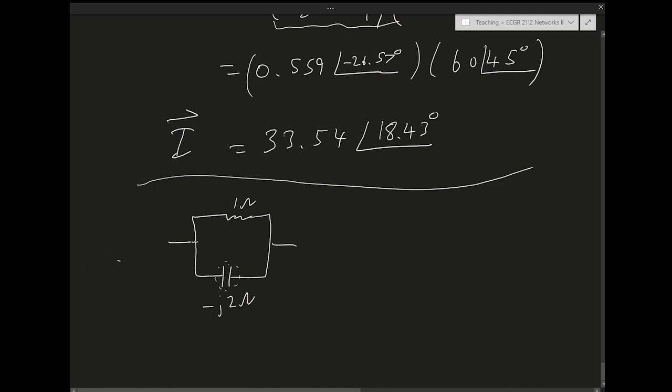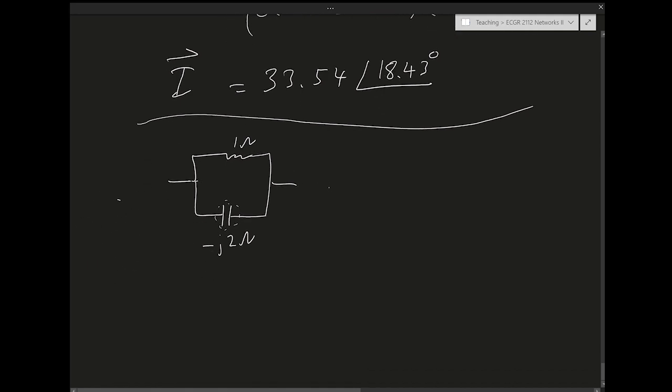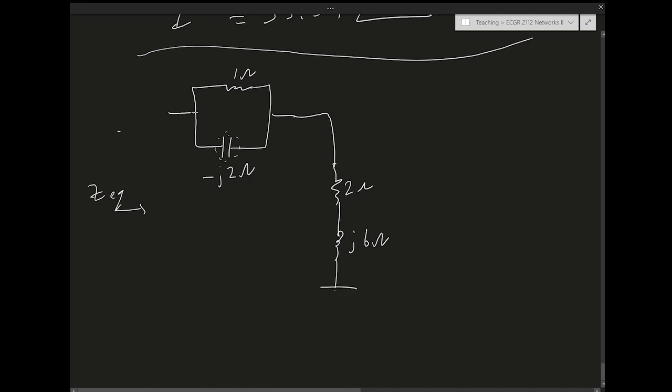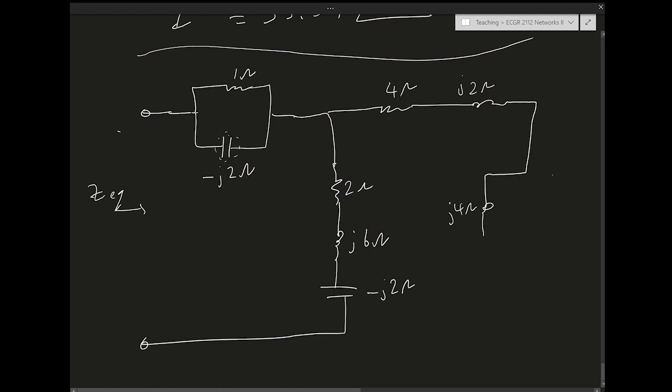So we want to find the equivalent impedance, Z equivalent, of this kind of involved circuit. It has multiple elements: 2 ohm, j6 ohms, and then a capacitor which is minus j2 ohms. Then I have here 4 ohms, j2 ohms, an inductor, and then something like this, j4 ohms, then a capacitor, minus j2 ohms.